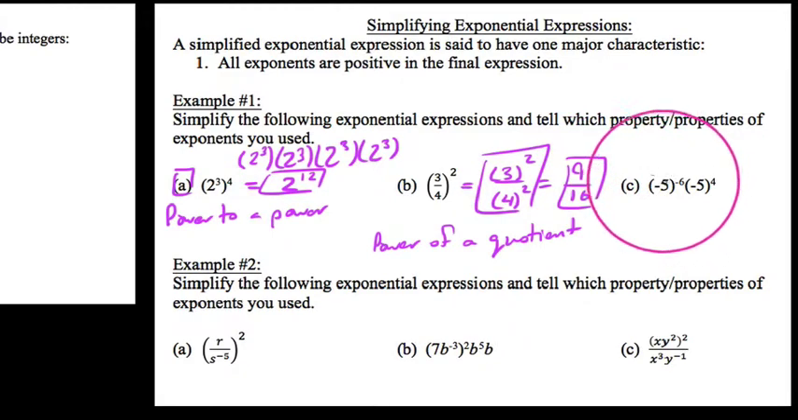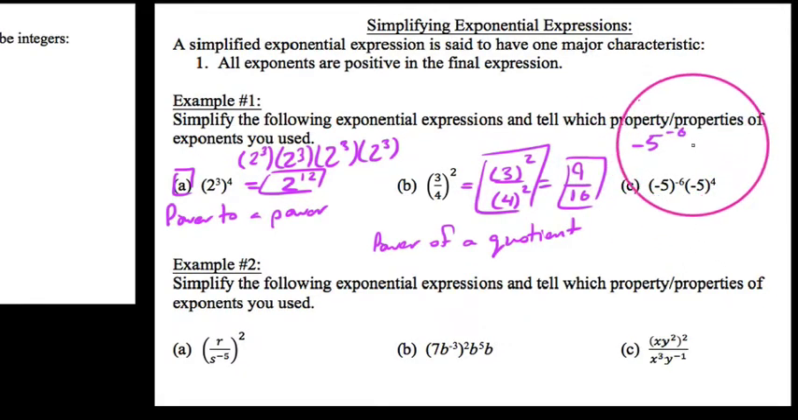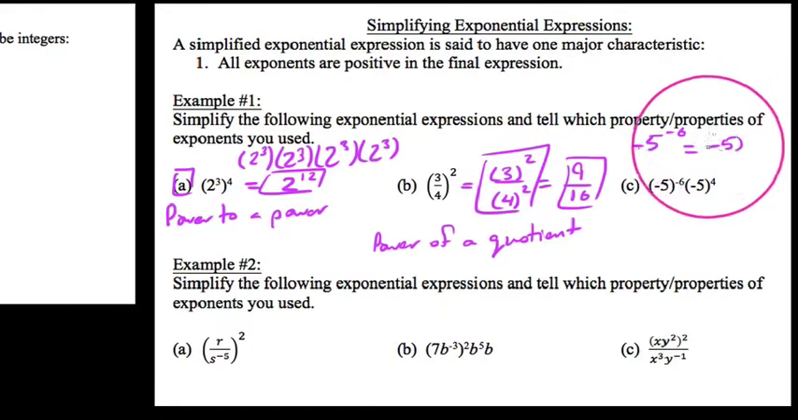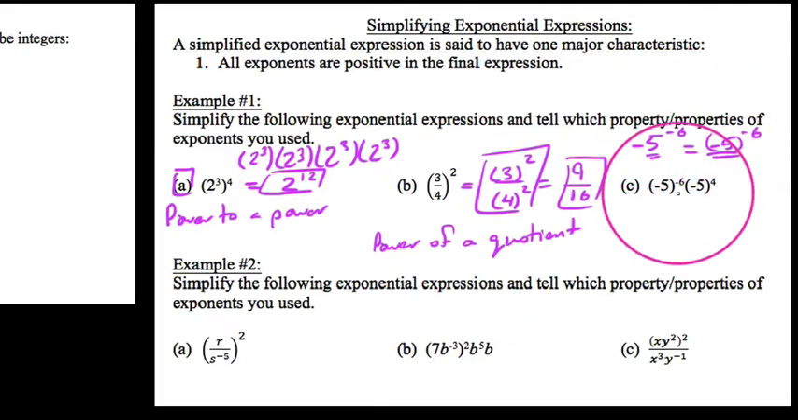In this case, now this is really important, there's a difference between -5 to the -6 and (-5) in parentheses to the -6. And the reason why is because here the base is only the 5, whereas here the base is the negative and the 5. So when I put these negatives in parentheses, I mean that these exponents actually apply to them, okay?